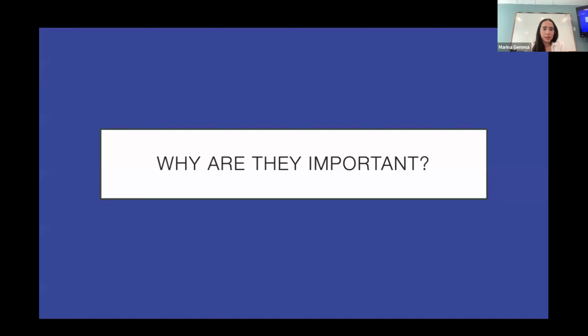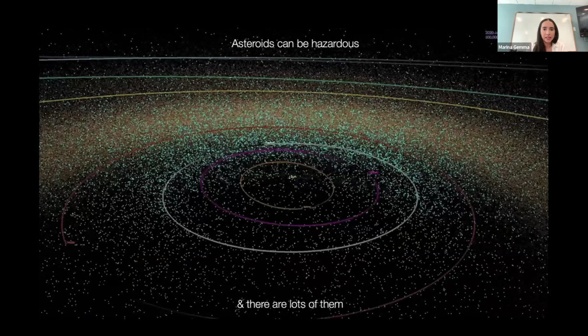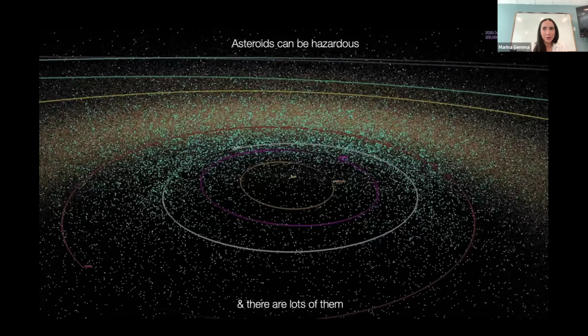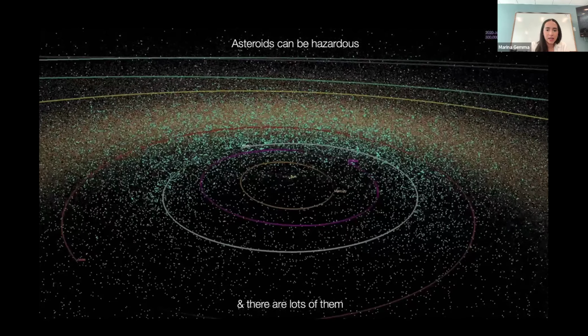So why are they important? I think this more directly relates to the challenge, right? What we learn in elementary school is most asteroids are in the asteroid belt. They hang out between Mars and Jupiter. But the reality is there's a lot of asteroids and they can be hazardous. And the more we look, the more we find.